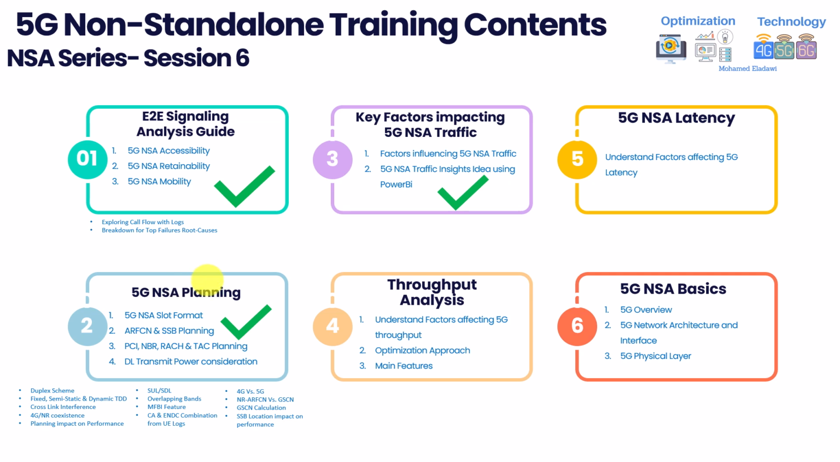Then the second part, we moved to the 5G non-standalone planning. We covered the first 2 points, which are related to 5G non-standalone slot format and the planning related to the frequency, IRFC, and SSP planning. All of the below were covered during these 2 sessions, where in-depth knowledge was shared. The remaining 1 or 2 sessions for the NSA planning will cover PCI, neighbors, RATCH and tag planning, and also some considerations when configuring the downlink transmit power.